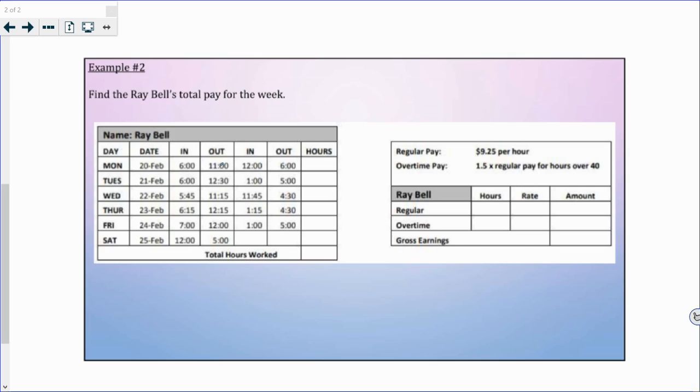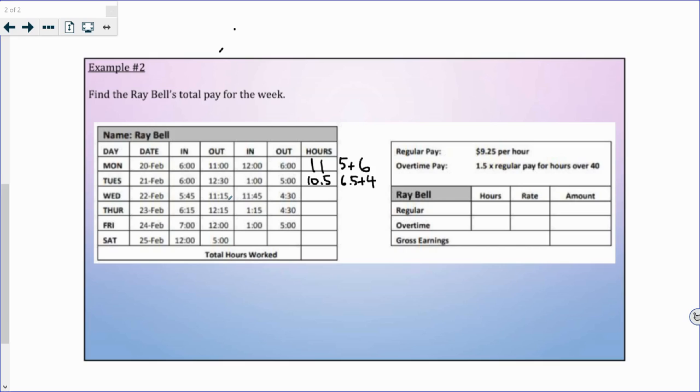All right, Monday, 6 to 11, well, that's 5 hours. And 12 to 6, that's 6 hours. So that gives us a total of 11 hours on Monday. 6 to 12:30 is 6 hours and 30 minutes, so 6.5. And 1 to 5 is 4 hours, so that's 10.5.